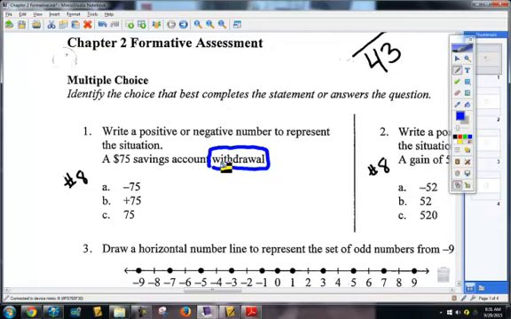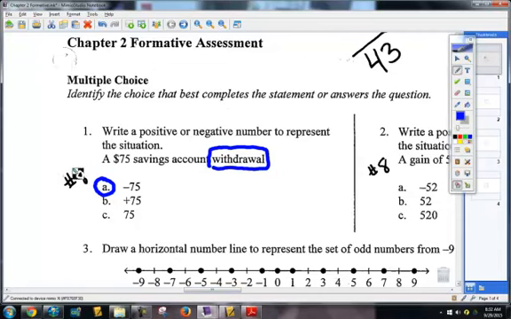Yeah, when you go to the ATM machine or your parents go to the ATM machine, you are going to withdraw money from your account. So you're taking money out. So that is going to be a negative 75, right? A negative 75. Okay? Checker.